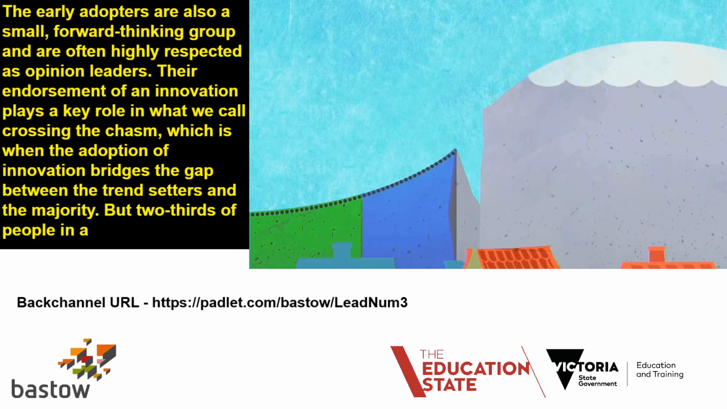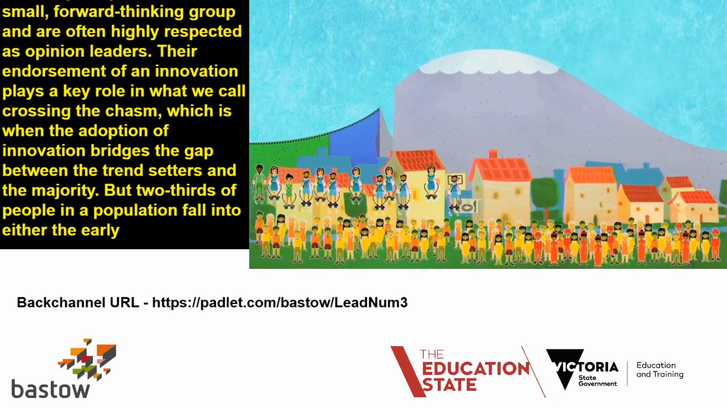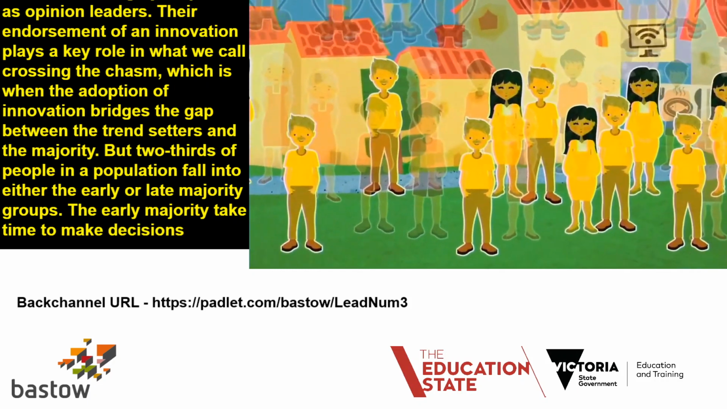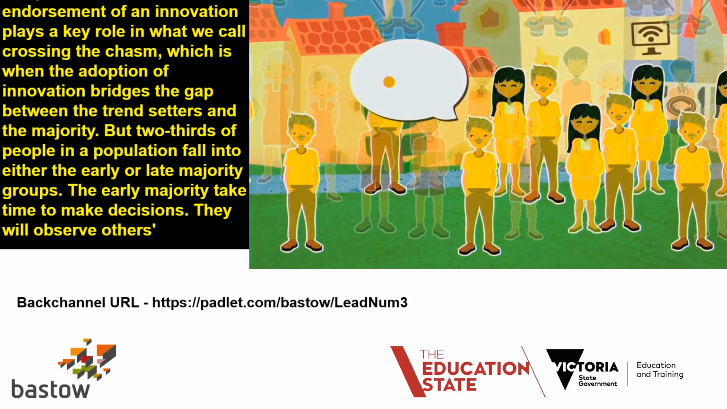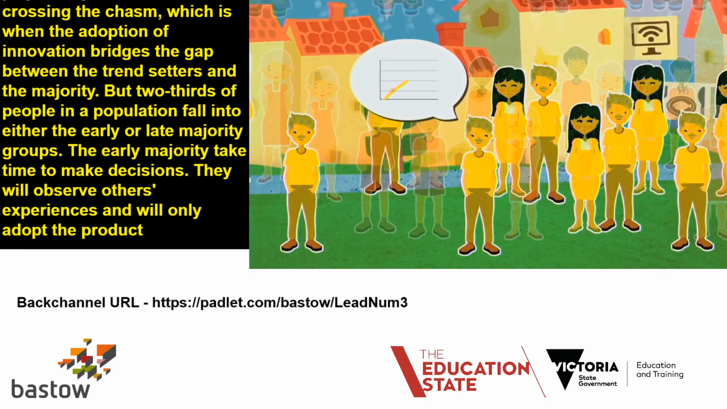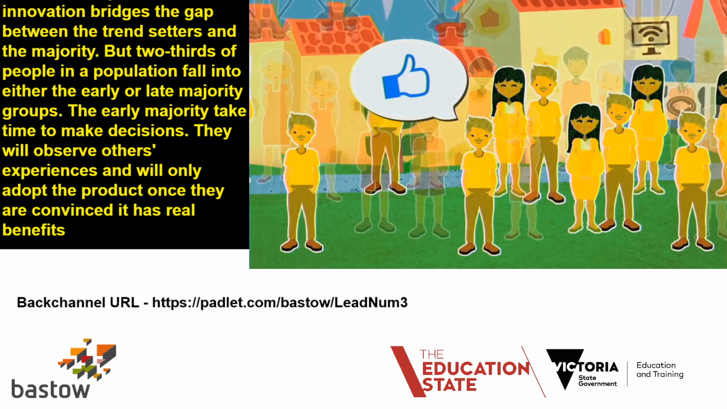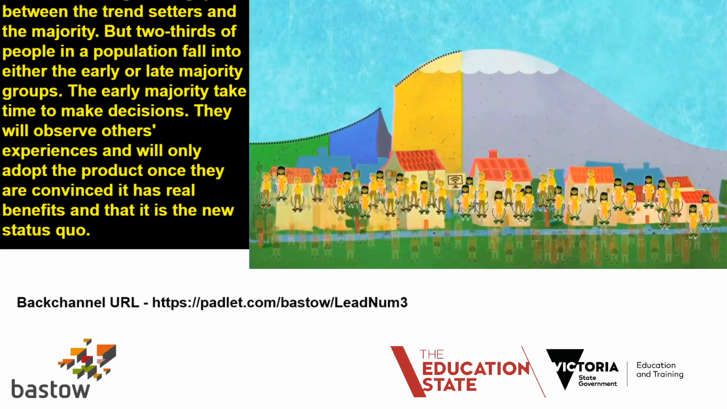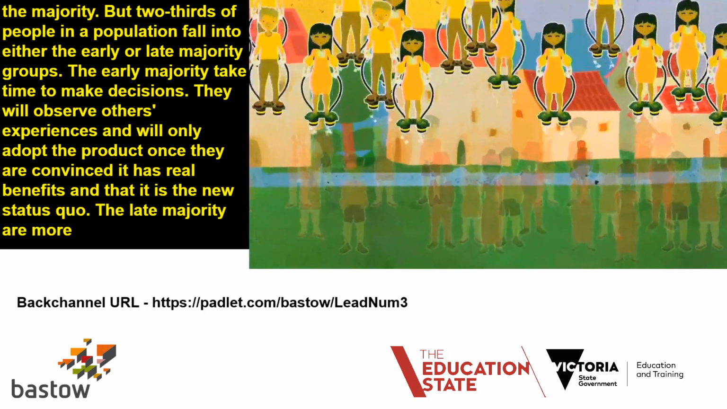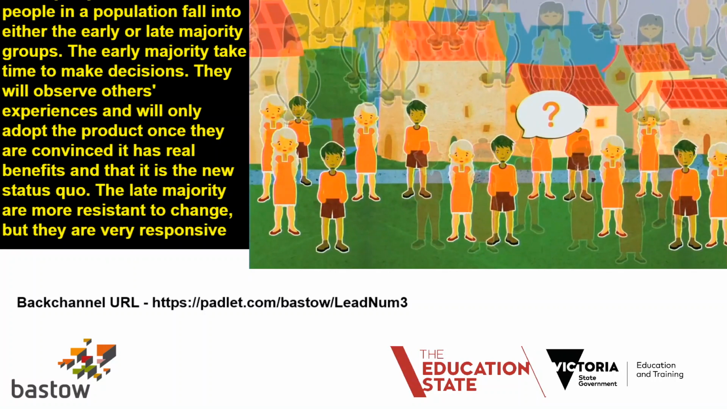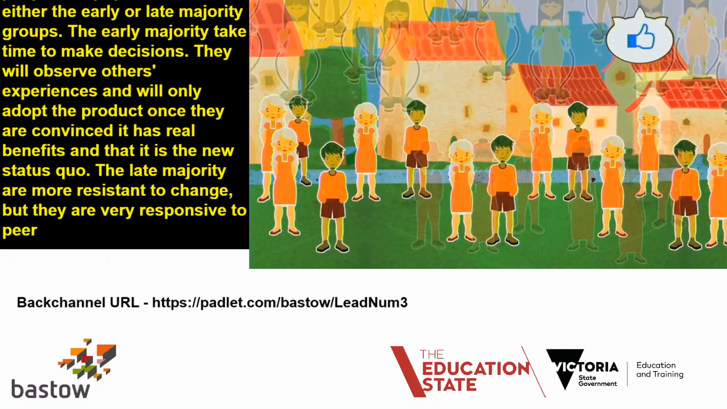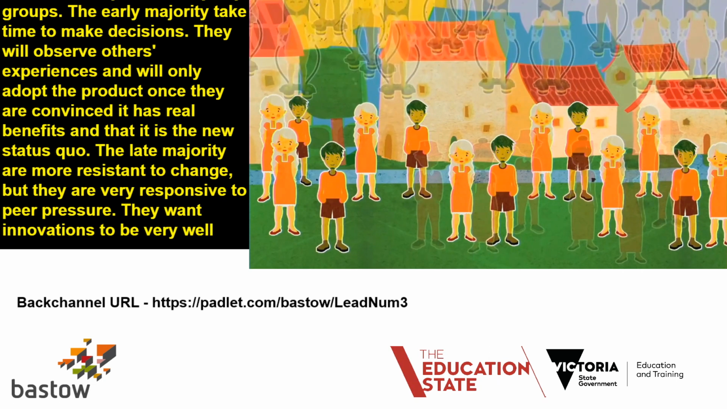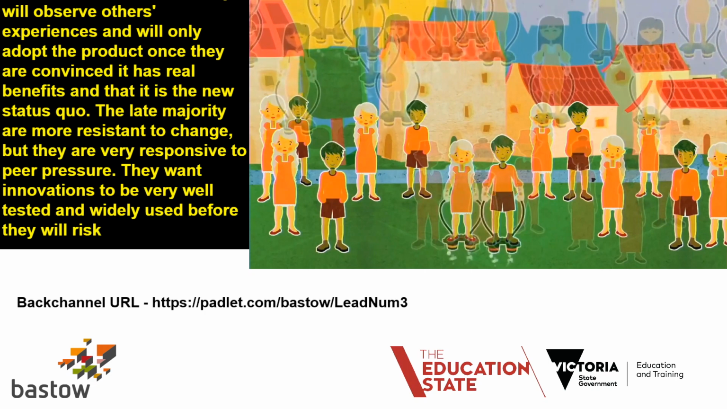About 2/3 of people in a population fall into either the early or late majority groups. The early majority take time to make decisions. They will observe others' experiences and will only adopt the product once they are convinced it has real benefits and that it is the new status quo. The late majority are more resistant to change, though they are very responsive to peer pressure. They want innovations to be very well tested and widely used before they will risk trying it.